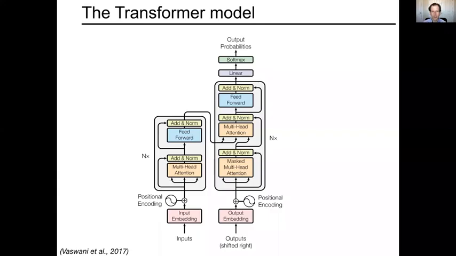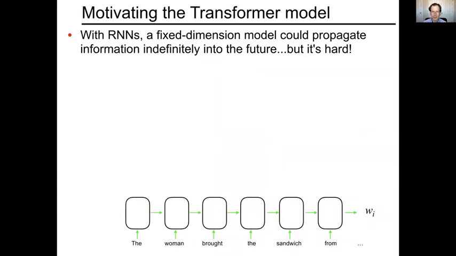The transformer. To motivate the transformer, I want to remind you that with recurrent neural network models, we had a fixed dimension, finite parameter model that could propagate information indefinitely into the future using this uniform representational space that was successively modified by incoming input. But it was hard to propagate information very far into the future from context for a number of reasons.